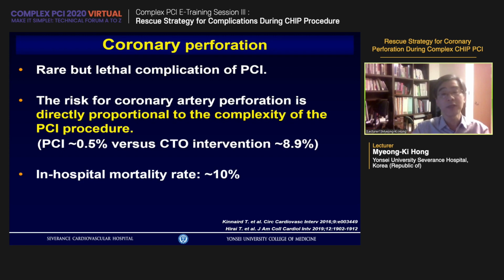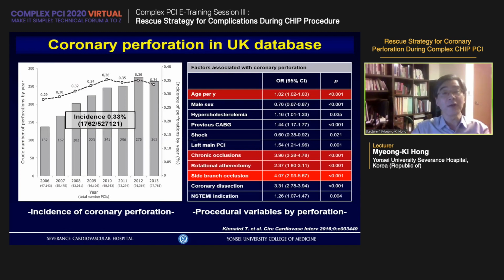In-hospital mortality is about 10%. This is data from the UK databases. The study population was 500,000 patients. Among those patients, the incidence of coronary artery perforation was 0.3%. The factors associated with coronary artery perforation are elderly age, CTO intervention, the use of rotational atherectomy, and intervention of side branch occlusion.